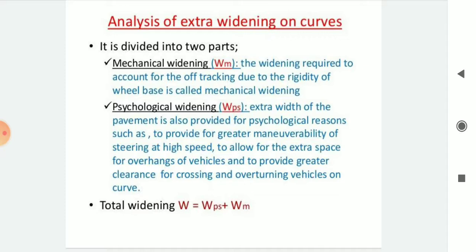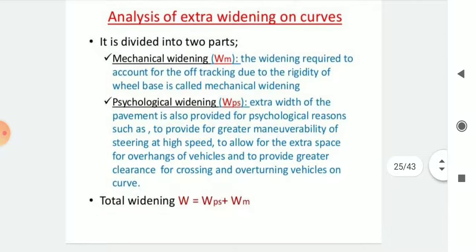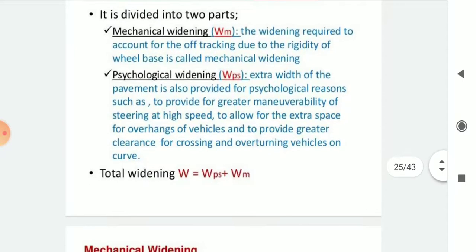What is mechanical widening? The widening required to account for the off tracking due to the rigidity of the wheelbase is called mechanical widening. And what is psychological widening? Extra width of the pavement is also provided for psychological reasons, such as to provide for greater ease of steering at high speed, to allow for the extra space for overhangs of vehicles, and to provide greater clearance for crossing and overtaking vehicles on curves.